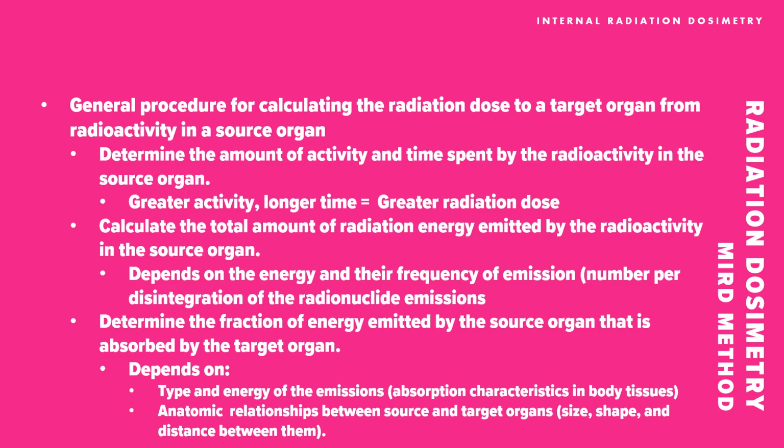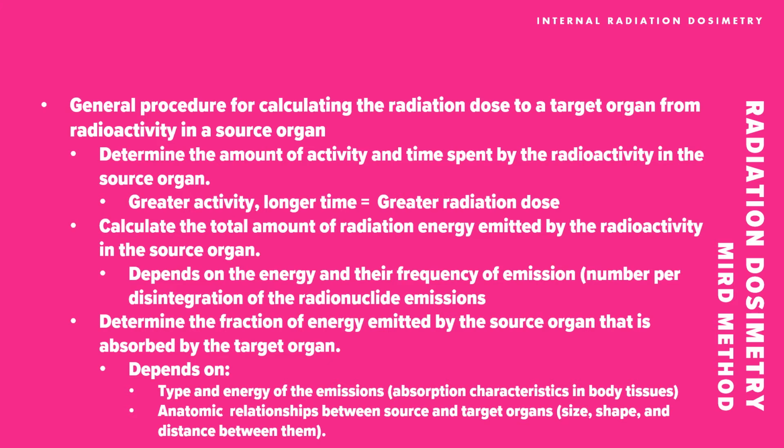After you determine the amount of this particular activity and time span, you can go to the next step, where you calculate the total amount of radiation energy emitted by the radioactivity of the source organ. Once you have the amount of activity and the time, you can calculate the emitted radiation energy. This radiation energy depends on the energy and also the frequency of emission of the radionuclide. You need to know this because if you have a lower frequency of emission, the total amount of radiation energy might be affected as well. So that's the second step.